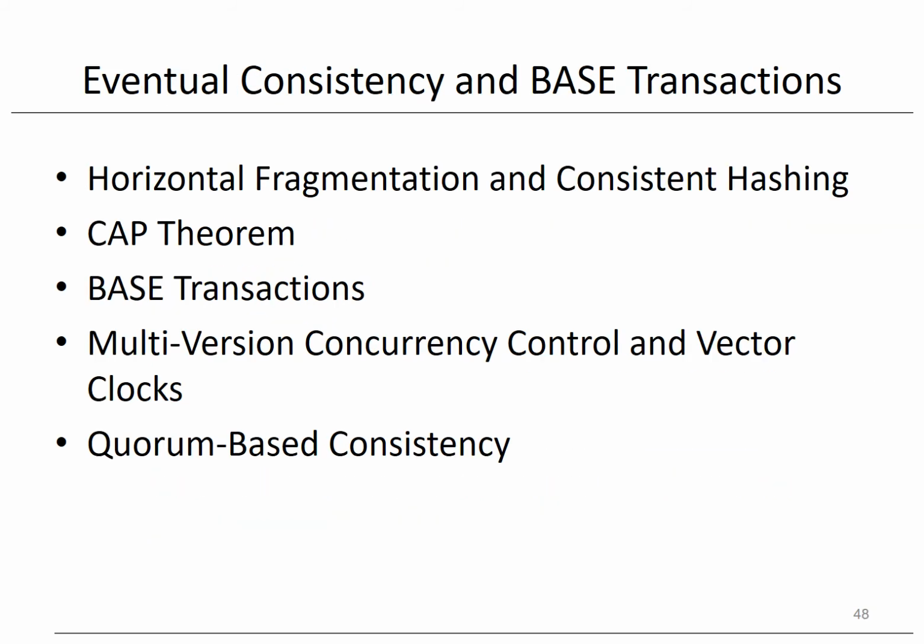A new wave of database management systems under the common denominator of NoSQL databases aims to overcome the capacity limitations of RDBMSs and cater for the storage of big data. Although these are very diverse in nature and approach, there are some principles regarding data distribution and distributed transaction management that are prevalent in many of them. In what follows, we discuss horizontal fragmentation and consistent hashing, the CAP theorem, BASE transactions, multi-version concurrency control with vector clocks, and quorum-based consistency.